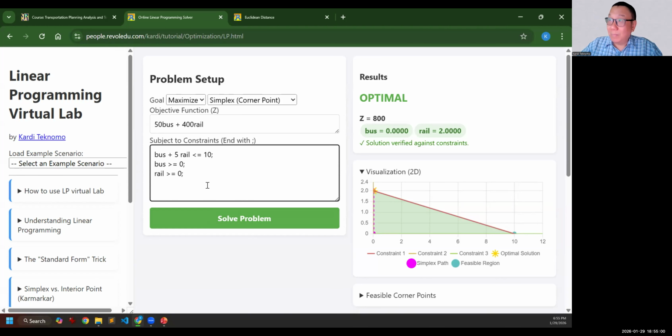This one, probably you need to multiply like this. You can also do the same.